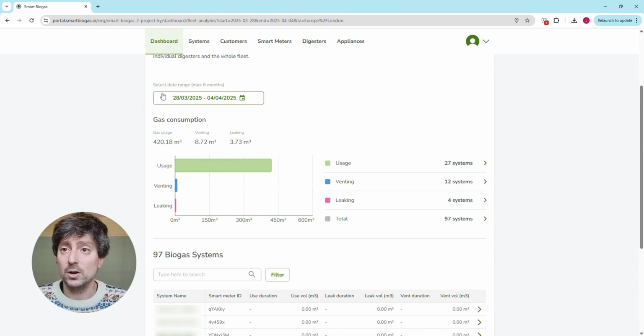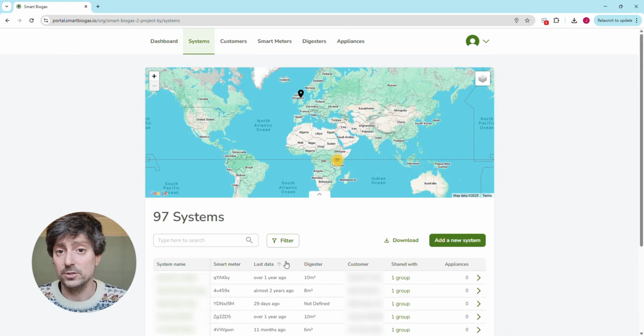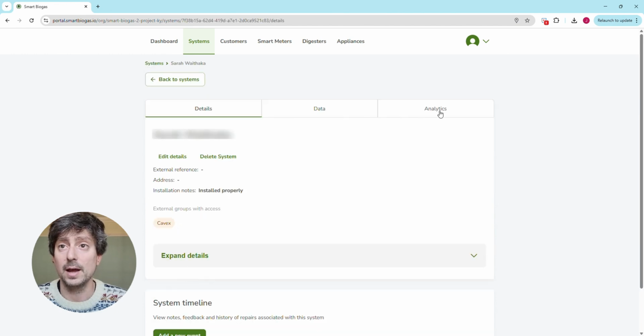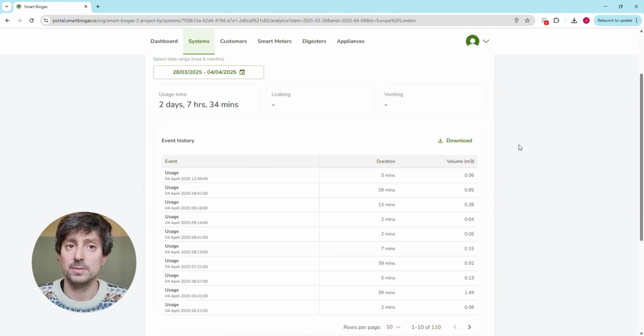You can see the analytics on the fleet level, and then, as I showed you before, we can go into the system level, and we can have a look at the analytics for a particular system, for example.